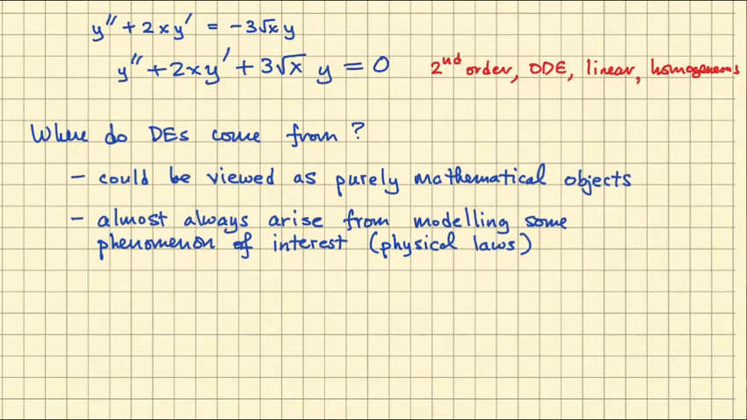But almost always differential equations arise from modeling some phenomenon of interest. If you're in electrical engineering, it could be circuits. If you're in mechanical engineering, it could be spring mass systems or something involving stresses and strains or heat flow. If you're in biology, it could be population models. If you're in chemistry, it could be the rate of reaction. All sorts of things. In economics or business, it could be the price of a certain commodity changes due to market forces.